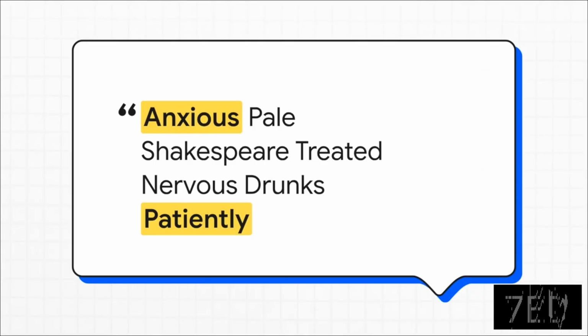Feeling a little overwhelmed by 7 layers? Don't be. Here's a fantastic little trick to remember them in order, from top to bottom. Application, presentation, session, transport, network, data link, and physical. Just remember, anxious pale Shakespeare treated nervous drunks patiently. Yeah, it's a little silly, but trust me, it works.